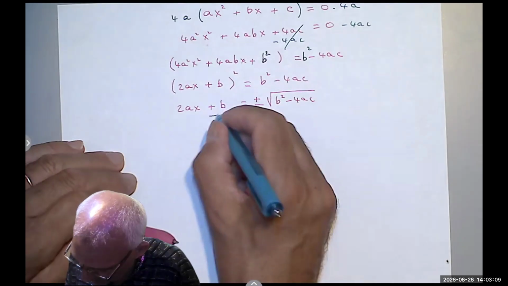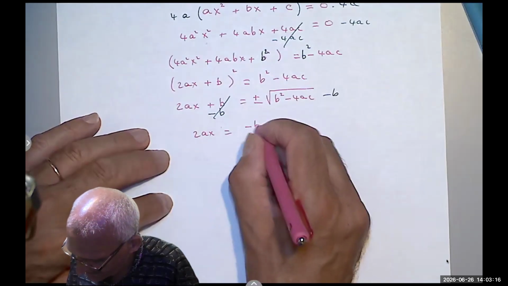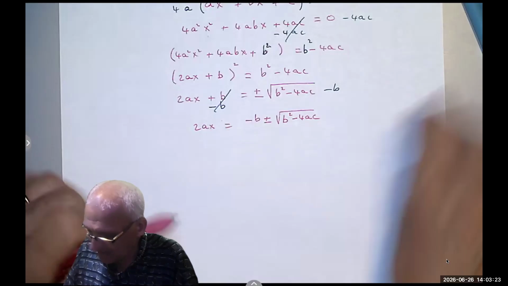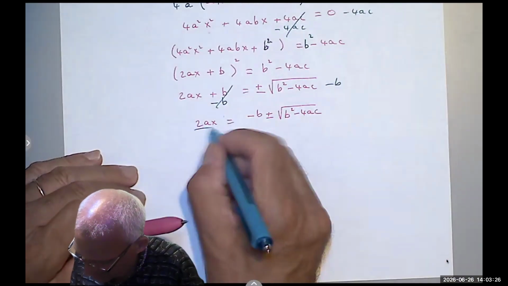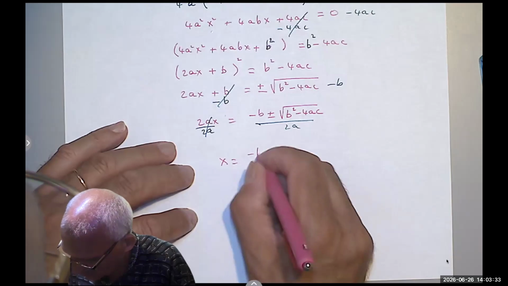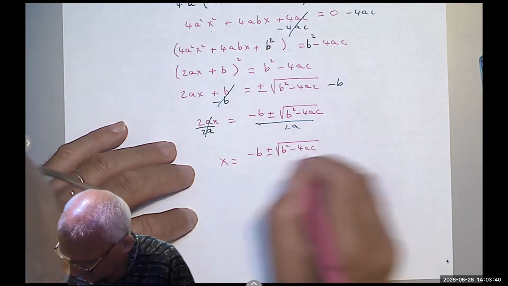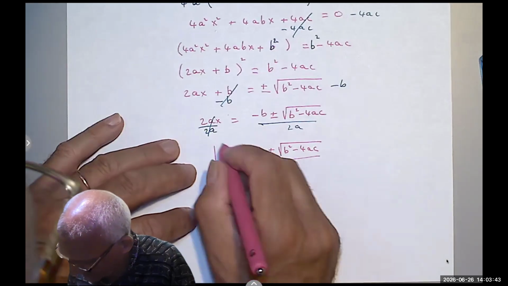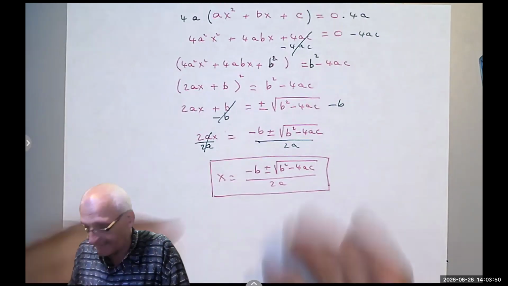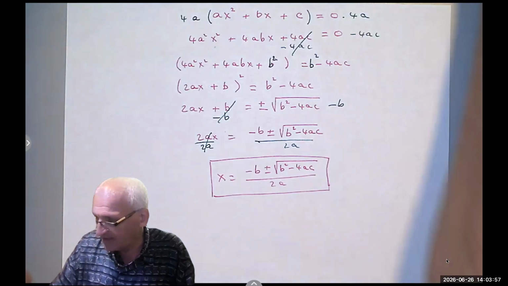I'm going to subtract b from both sides. So I get twice ax equals negative b plus or minus the square root of b squared minus 4ac. Then I'm going to divide both sides by twice a. And finally, I get the equation that works whatever a, b, c are: x equals negative b plus or minus the square root of b squared minus 4ac, over twice a. We are going to elaborate on that when we solve the quadratic equation using graphing, to understand what that value gives.